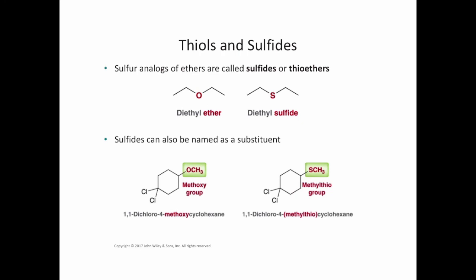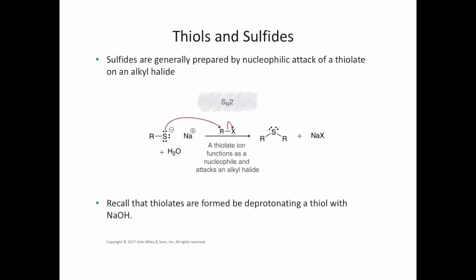Sulfur analogs of ethers are called sulfides or thioethers. And this can be named similarly to how ethers are named. So this could be called diethyl sulfide. They can also be named as a substituent. So this could be called the methylthio group. When added to the whole name, you would get 1,1-dichloro-4-methylthiocyclohexane.